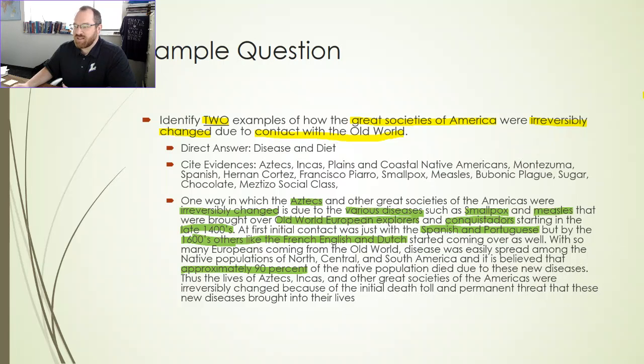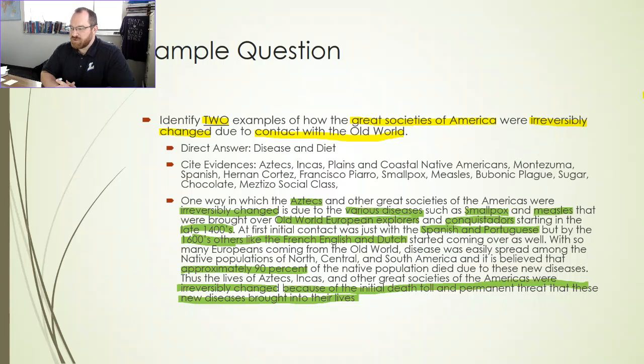And then I just start naming people out again. I say, thus the lives, like this whole sentence is really where I clinch the point, you could say. Thus the lives of the Aztecs, Incas, and other great societies of the Americas were irreversibly changed because of the initial death toll and permanent threat that these new diseases brought into their lives. That's my end game. That's what I wanted to say in the very first place. Everything I have written before that is to give context, to show that I know what I'm talking about, and to clearly answer this as best as possible.